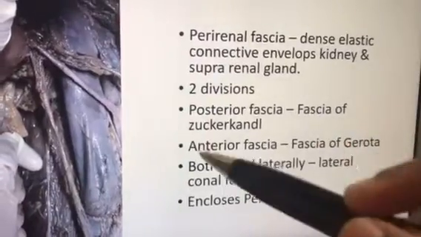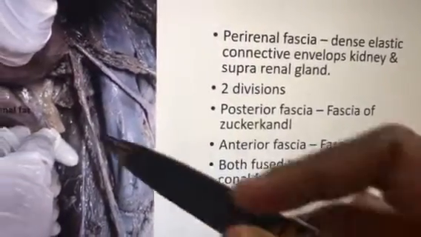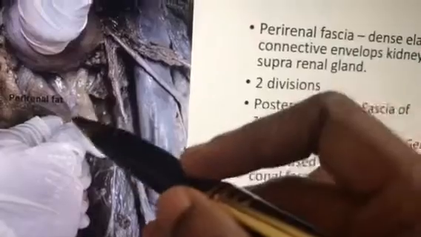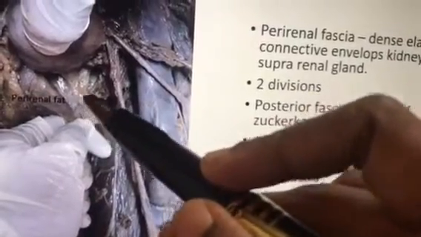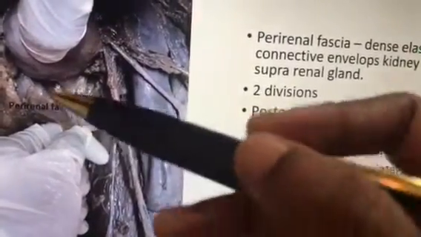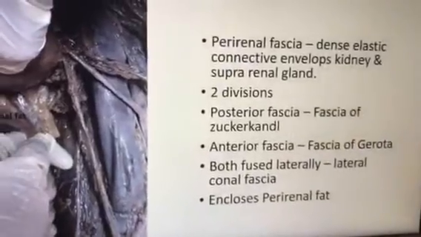And next to that layer is your perirenal fat. Out of this only you will be having your fatty layer. If the fat is gone in starvation, the kidneys may float. That is called as floating kidney.